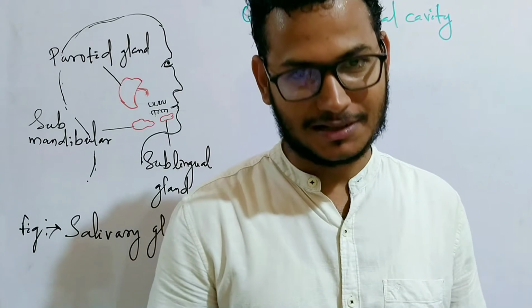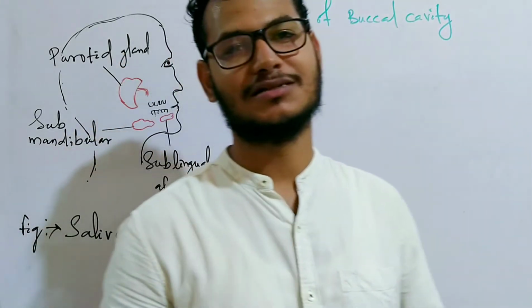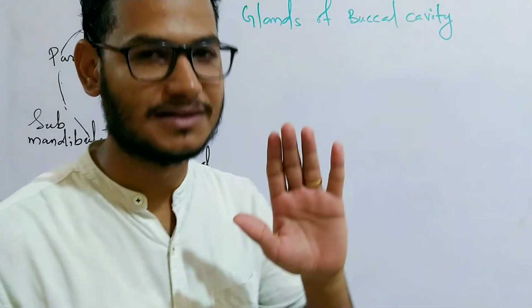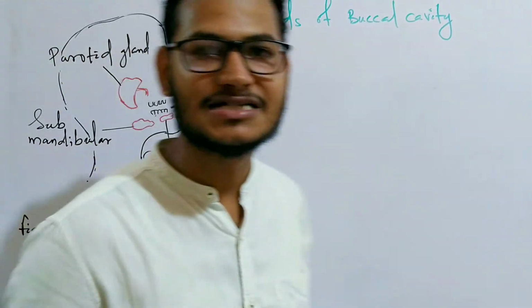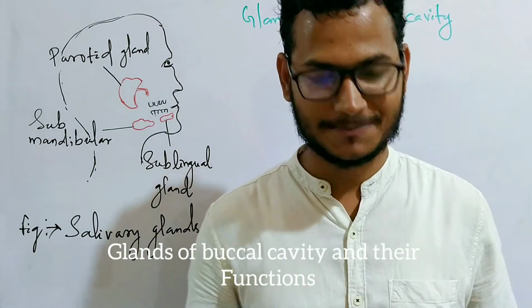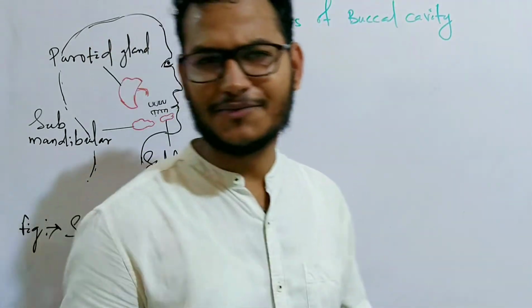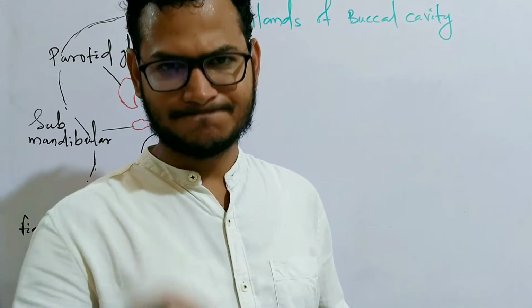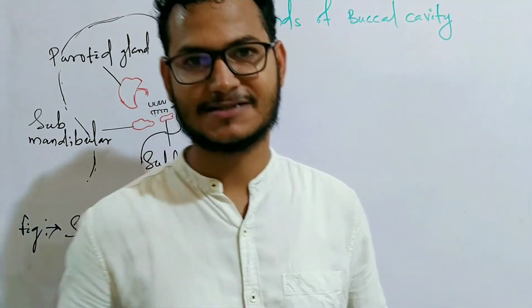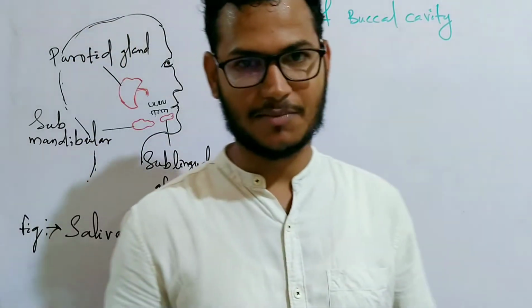Now in this video tutorial, we will talk about the buccal cavity, and in the buccal cavity we will discuss the different glands present and what their roles are. So in our buccal cavity there are 6 salivary glands that secrete salivary amylase.